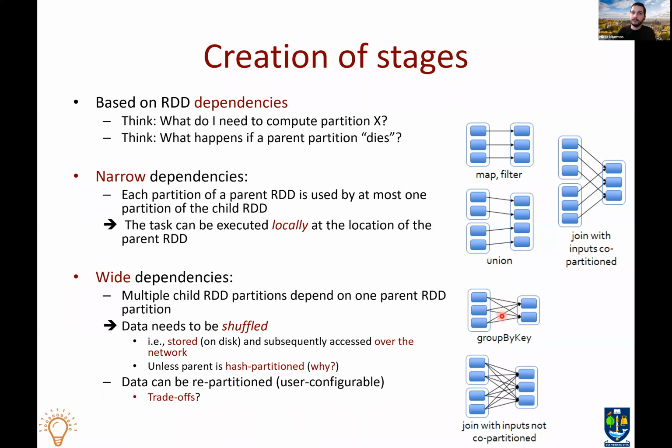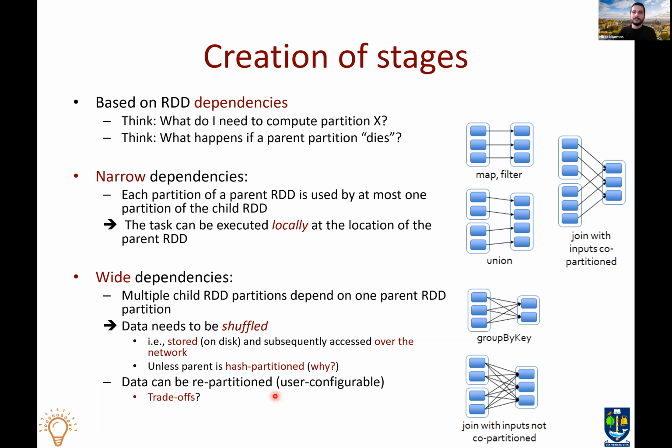And how do we shuffle the data? Well, pretty much the same way we do in MapReduce. We need to store the data, maybe in main memory if it's not big enough, but typically on disk. And subsequently, that data is accessed over the network, just like we would do with a MapReduce shuffle. Okay. There is a special case, that is, unless the parent is hash partitioned, and this is pretty much like this case here. Okay.